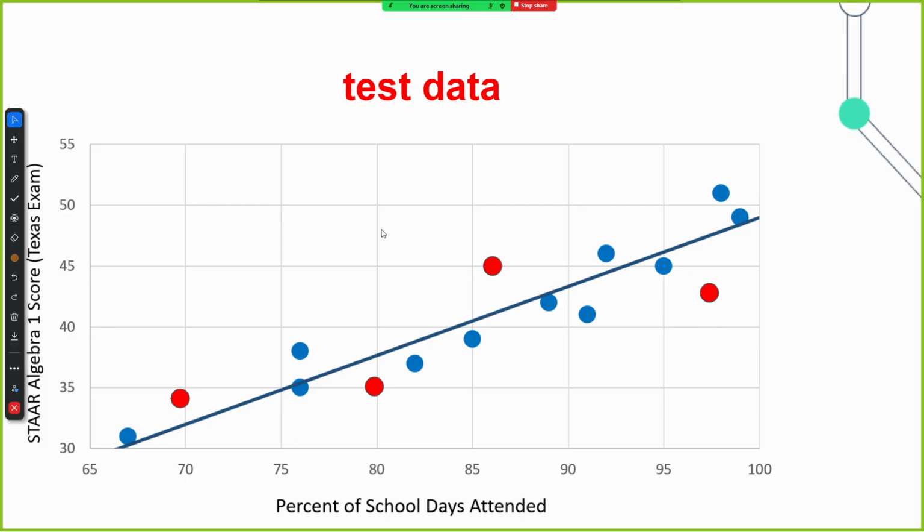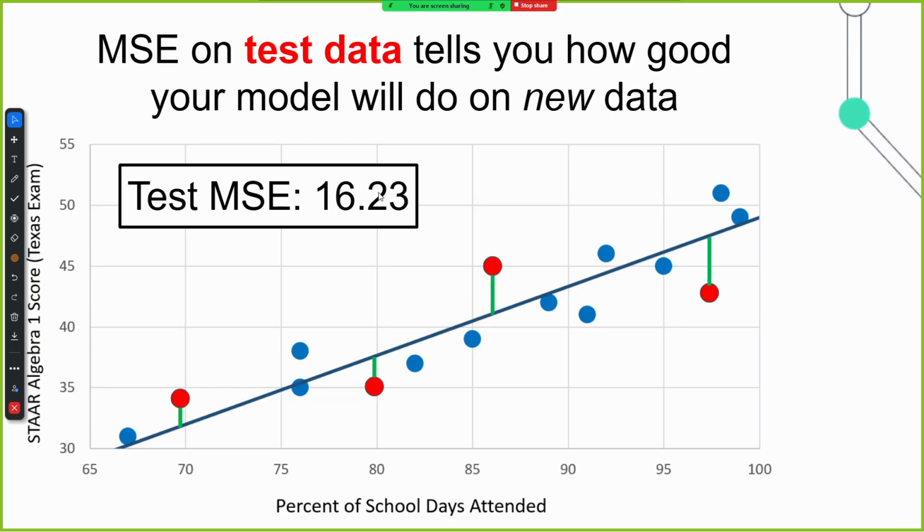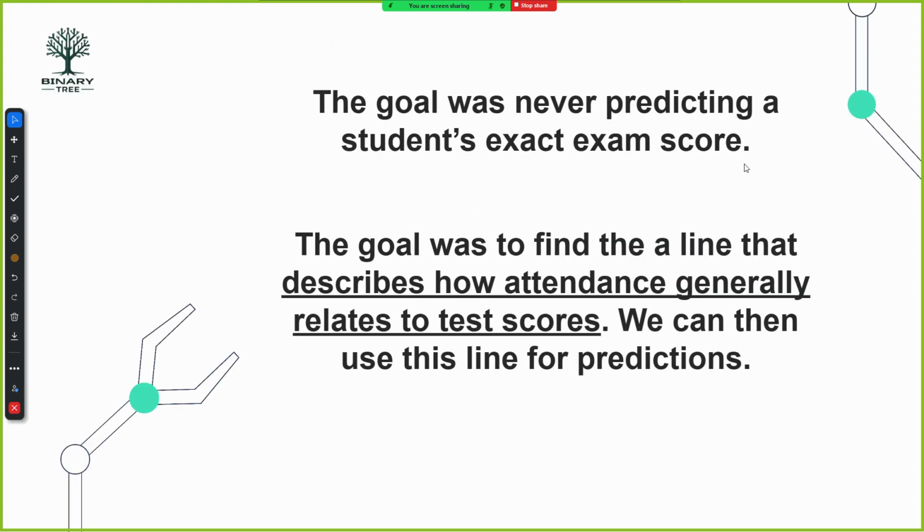And we randomly split this up. A normal split is usually 80-20, 80% training, 20% testing. You can change that up, but that's like a regular kind of split that people have. So on the test, the MSE is 16.23. So on average, the squared error, the residuals, was 16.23. And that kind of gives us an idea of how well the model would actually do on new data once we feed it new data.